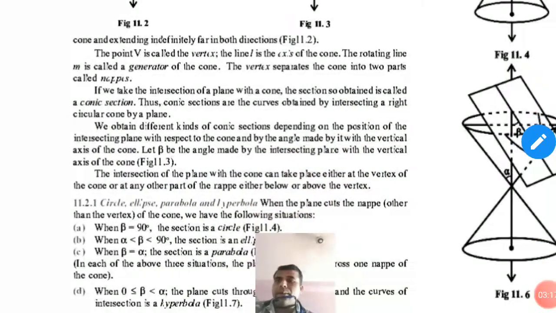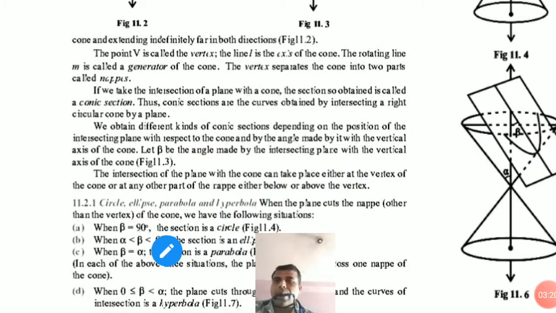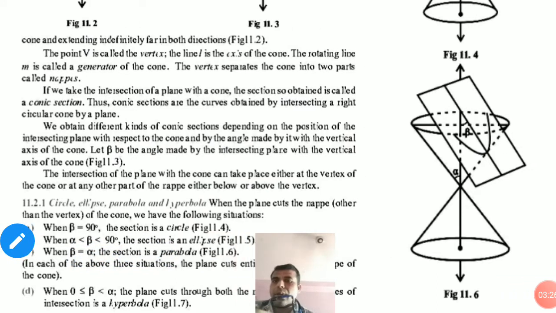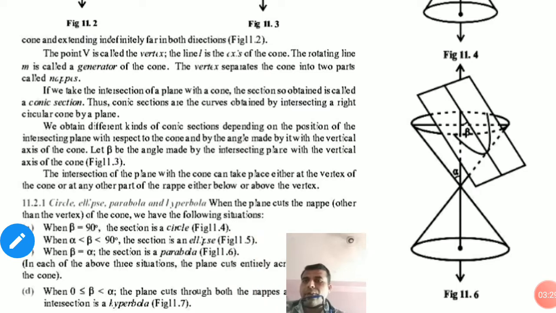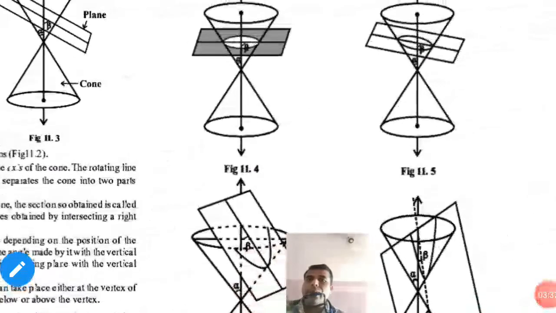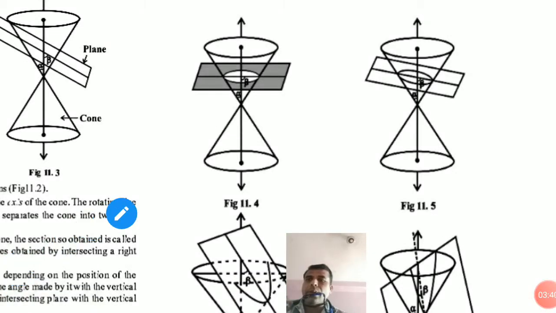Now when beta is greater than alpha and less than 90 degrees, the section is an ellipse. So how will you get an ellipse? In figure 11.5, when beta is greater than alpha and less than 90 degrees, see figure 11.5, this is the ellipse here. Beta is less than 90 degrees, but beta is greater than alpha. So the intersection shape, the section, is called an ellipse. This ellipse you will get by this intersection.